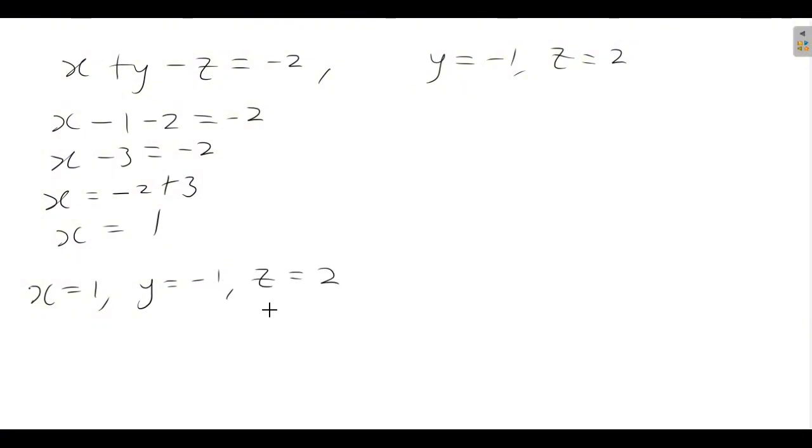equal to 2. So we have been able to use the Gaussian elimination to get the values of x, y, and then z. I hope that you were able to understand the various steps in using the Gaussian elimination on a system of linear equations to get the values of the variables.